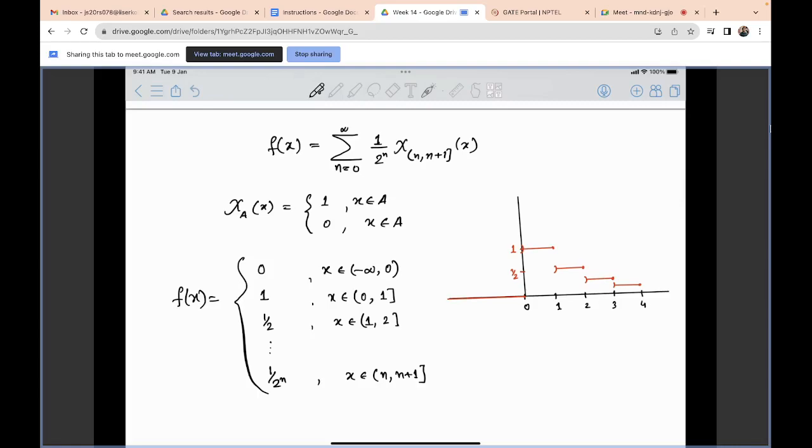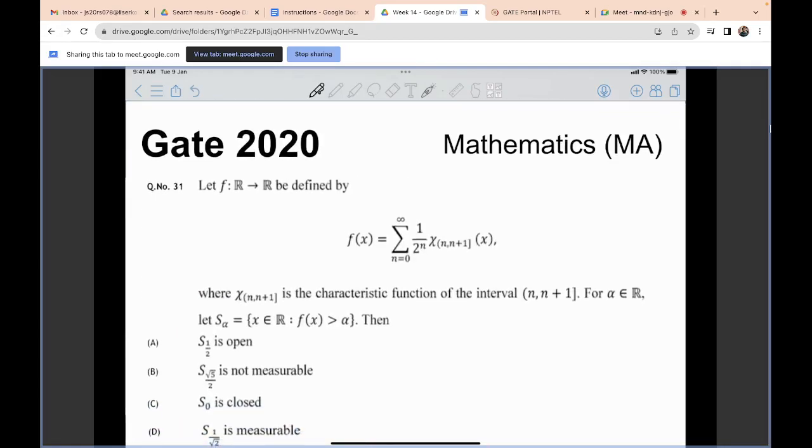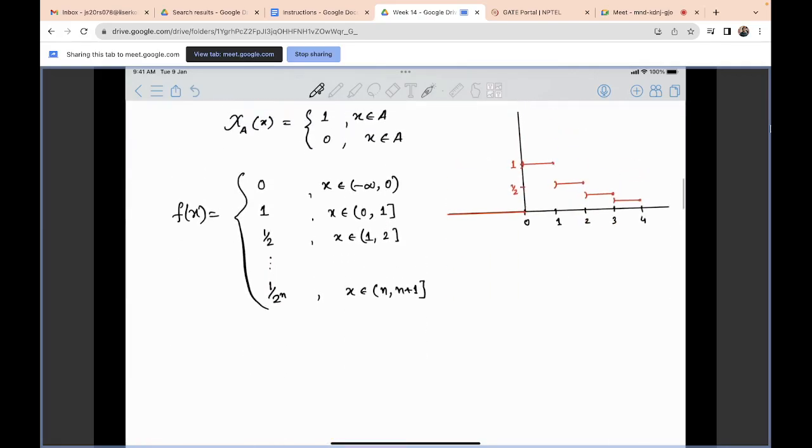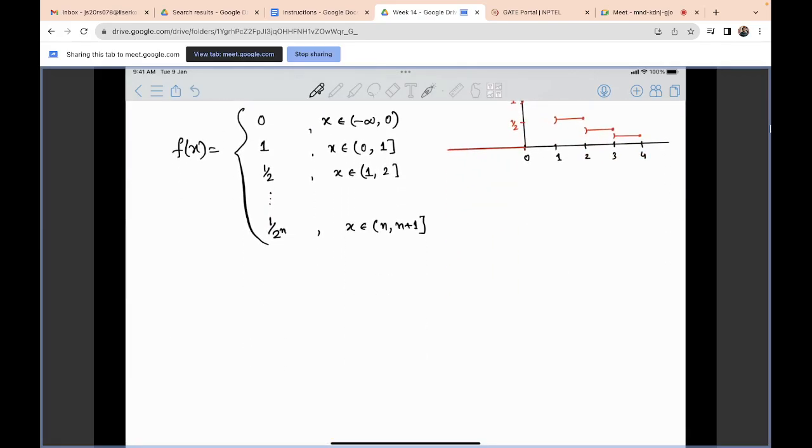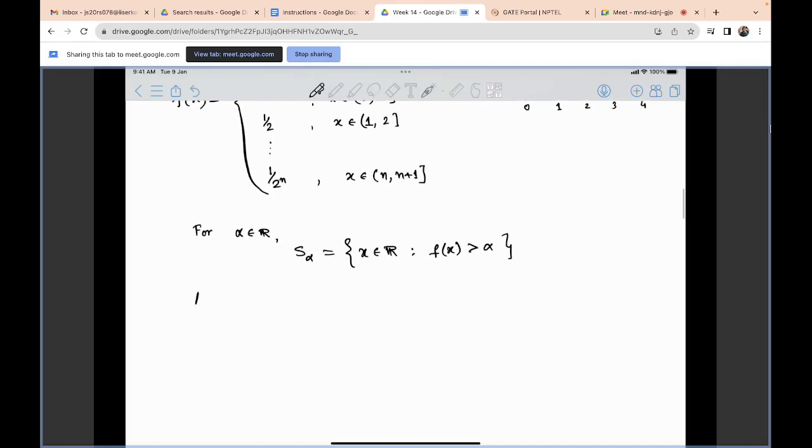Now let's check what we have to find. S alpha is given. You have to find whether S half is open or not first. And what is S alpha? For alpha a real number, you define S alpha as all such x in R such that f(x) is strictly bigger than alpha. So first we are doing A. We have to check S half. What is S half? All such x in R such that f(x) is bigger than half.